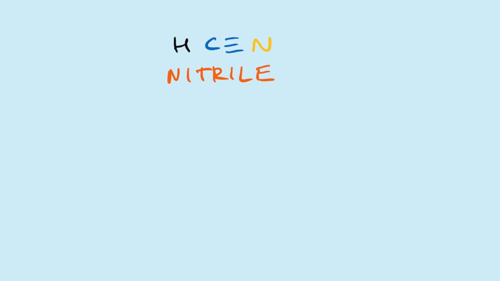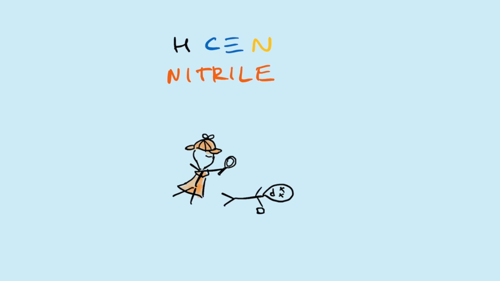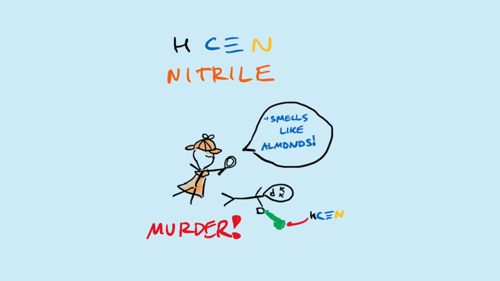Nitriles feature carbon-nitrogen triple bonds. Cyanide, the most popular poison in murder mysteries, is reported to have a somewhat sweet almond smell, but is tasteless, making it the ideal poison.